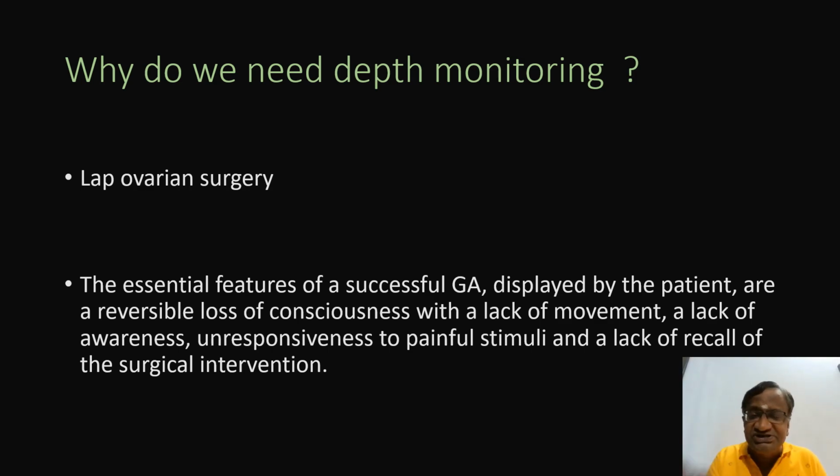The essential features of a successful general anesthesia: reversible loss of consciousness with lack of movement, lack of awareness, lack of recall. The patient should be unresponsive to pain stress, should not remember, should not recall, should not be aware of what has happened, should have good pain relief, and should not move during the operation. This is how things should move for a good GA.